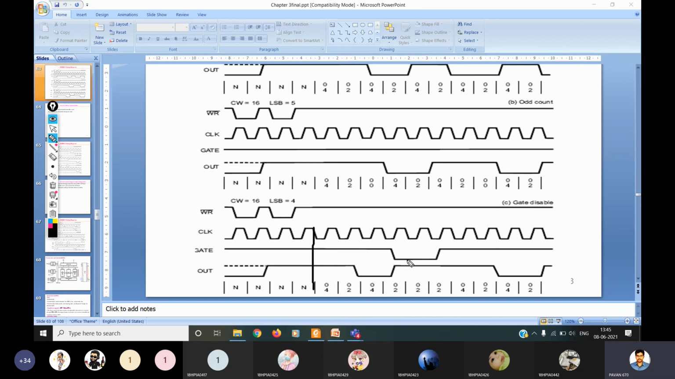But if suddenly the gate is disabled, then what happens? Your counting operation gets stagnated. Whenever the gate is enabled again, it takes effect from the next clock cycle with the initial value getting reloaded. So a new pulse will be generated here. Up to this point the pulse got disturbed, because the gate was disabled. So a square wave cannot be generated here. That's why the value is loaded again, and like this another new square wave pulse will be generated.